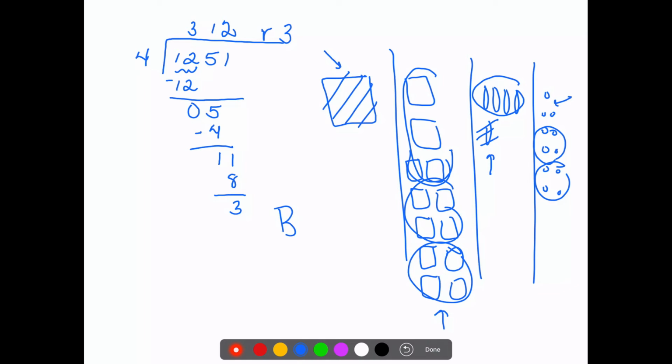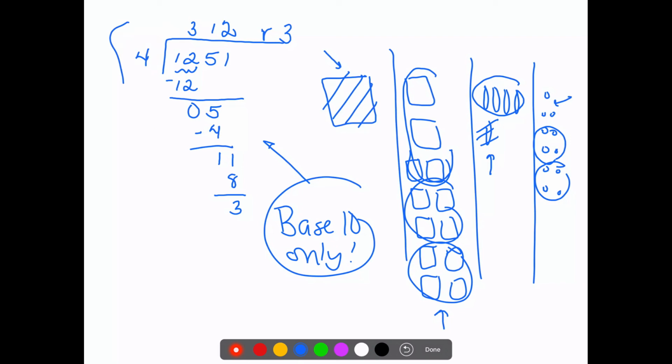Now remember, we can only do this in base 10. We can't map long division into blocks in any other base because we only know how to do long division in base 10. We don't know how to do long division in base 5. We don't know how to do long division in any other base. And so with other bases, we can just draw the picture and get our answer, but we don't do any of this kind of work because we don't know how to do long division in other bases.